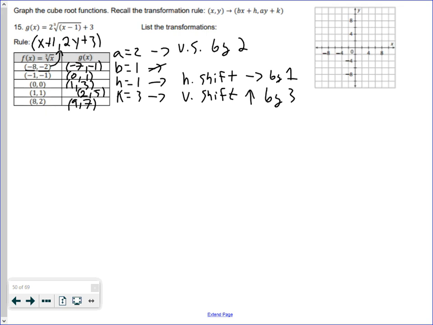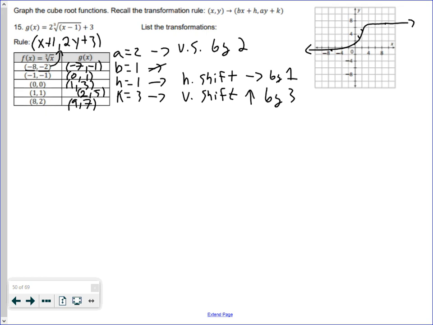All that's left now is to graph our new function. So you have (-7, -1), so we're right around there. (0, 1), (1, 3), (2, 5), and (9, 7), right around there. So our graph will look something like that.